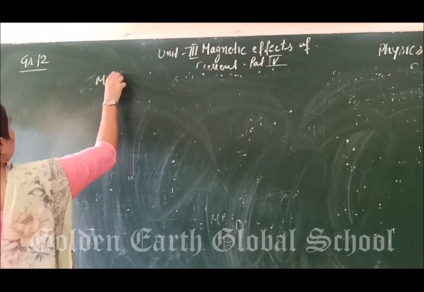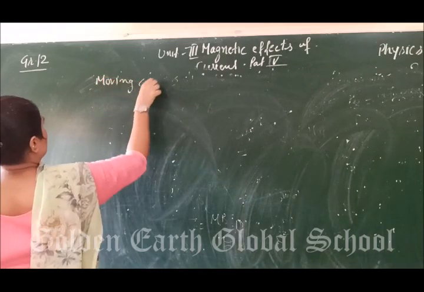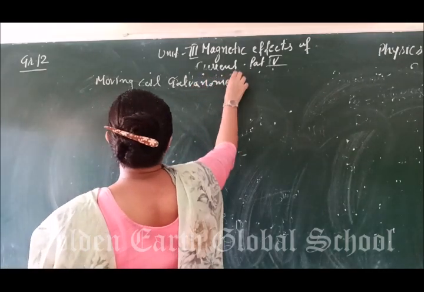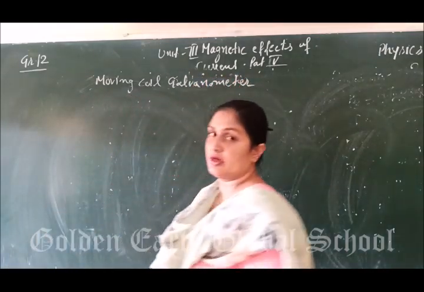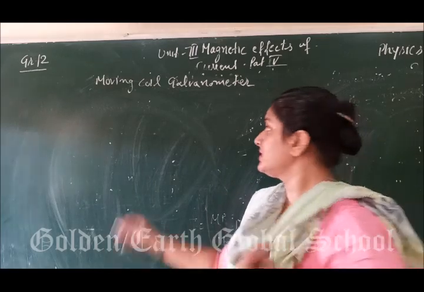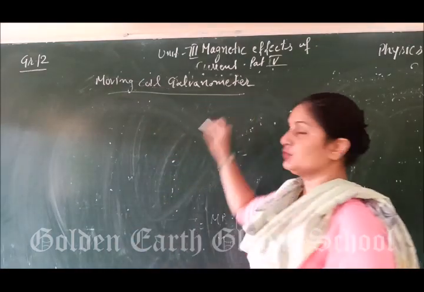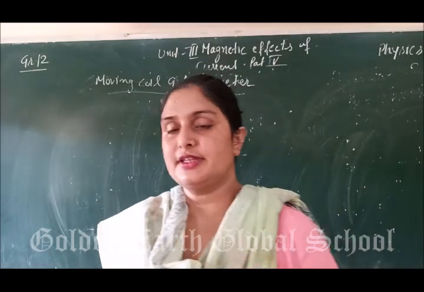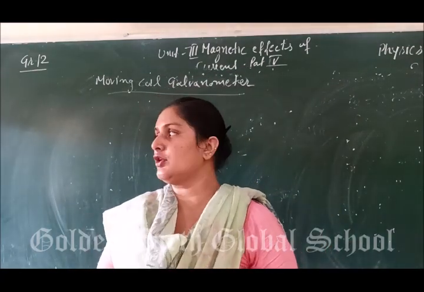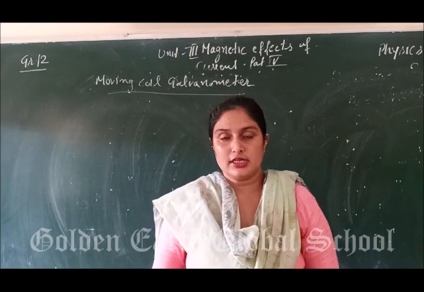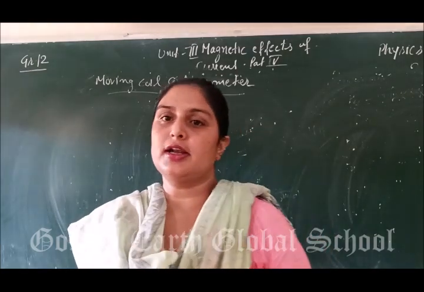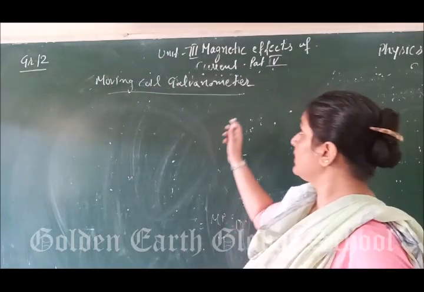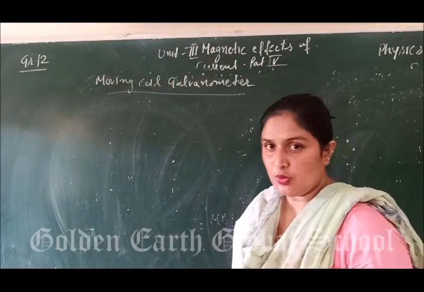Which galvanometer? That is the moving coil galvanometer. Now what is the moving coil galvanometer? A moving coil galvanometer is a device that is used to detect the current in the circuit. It is used for the detection of the current, not for the measurement. It is used only to detect whether the current is present in the circuit or not. So that is known as the moving coil galvanometer.